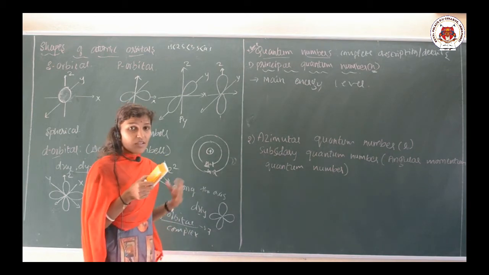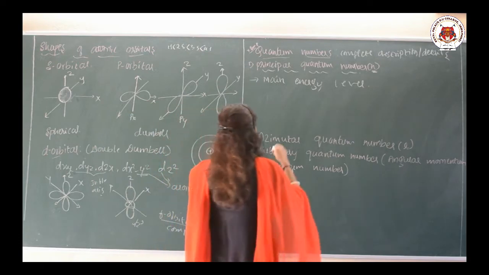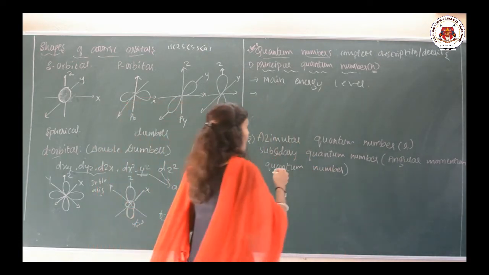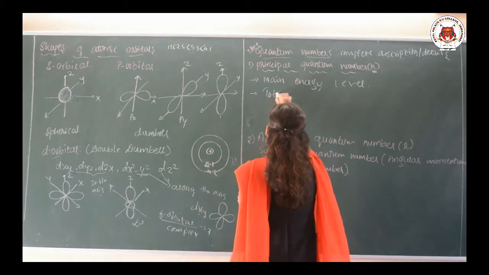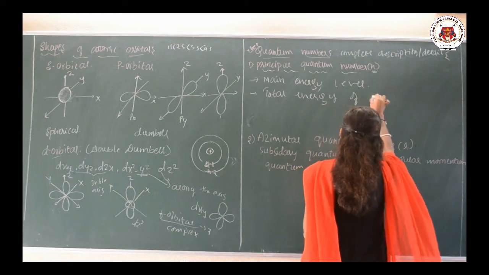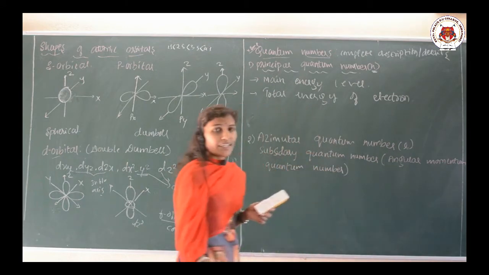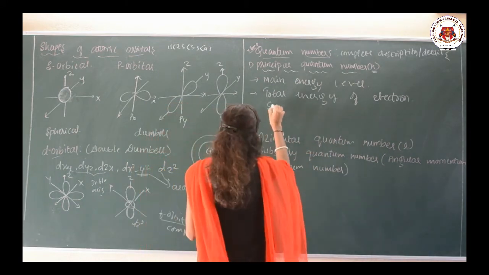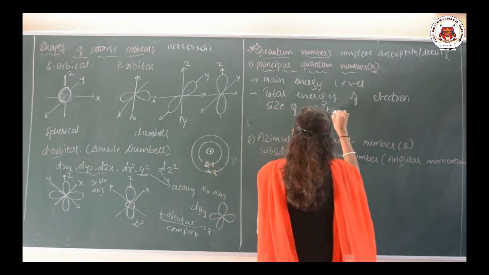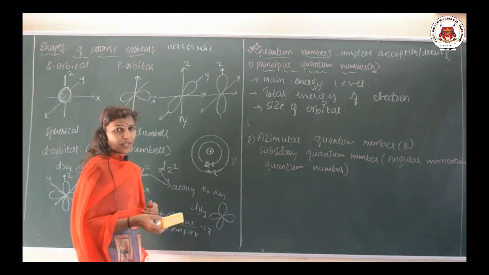It represents the main energy level of an electron, and it even describes the total energy of the electron, and it even gives an idea about the size of the orbital.